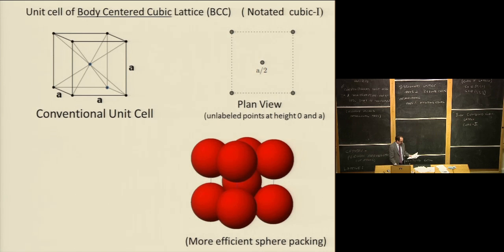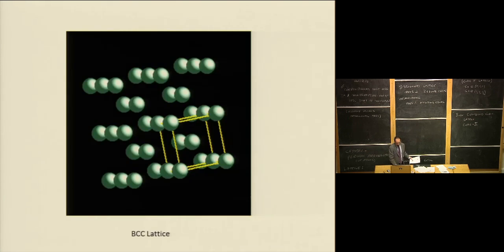Every point here is identical. Maybe I'll show it here. So here's the conventional unit cell, like this, and here's the point in the center. Now you could just as well have chosen this point to be the center of a cube, and then we would have this cube with this point in the center.